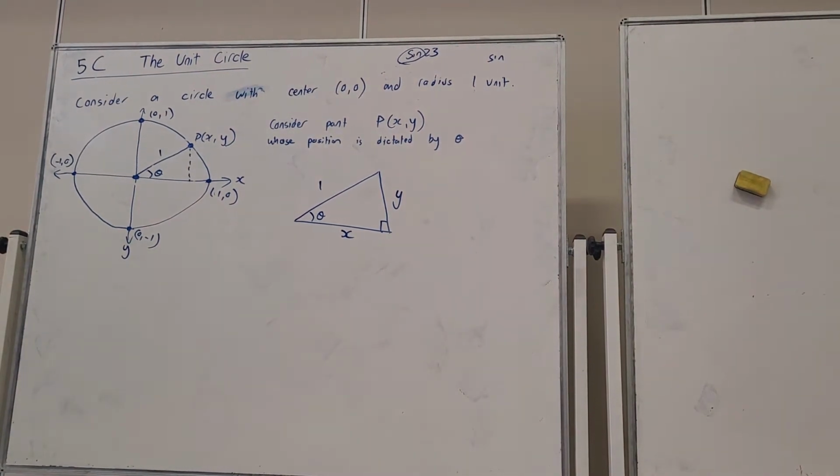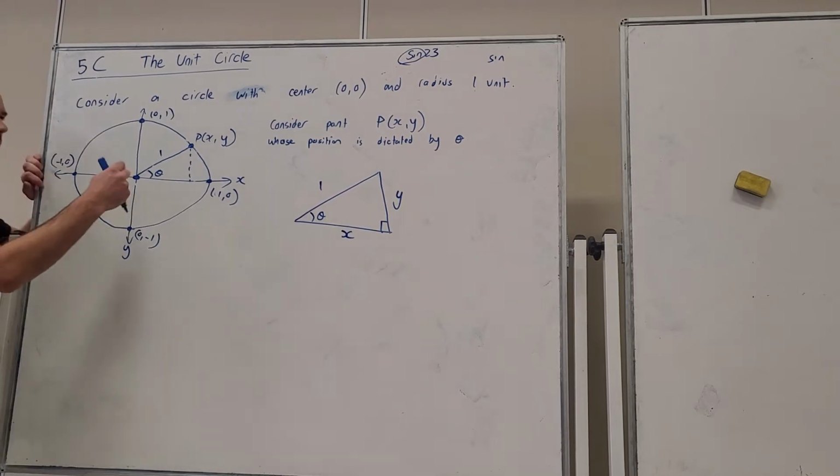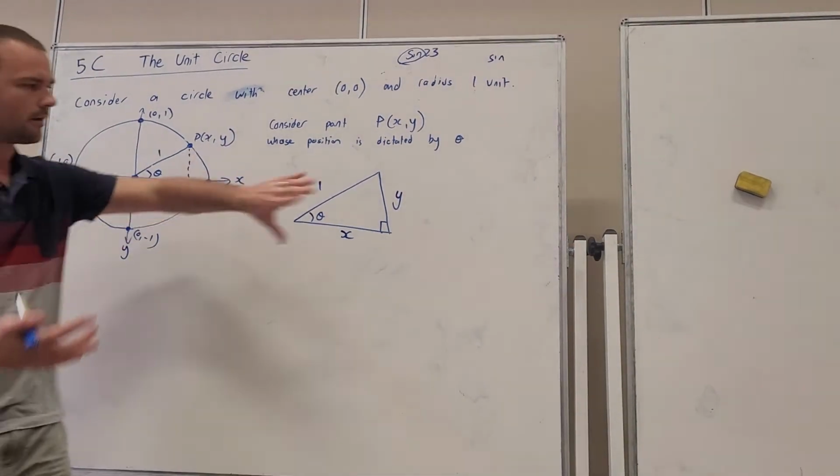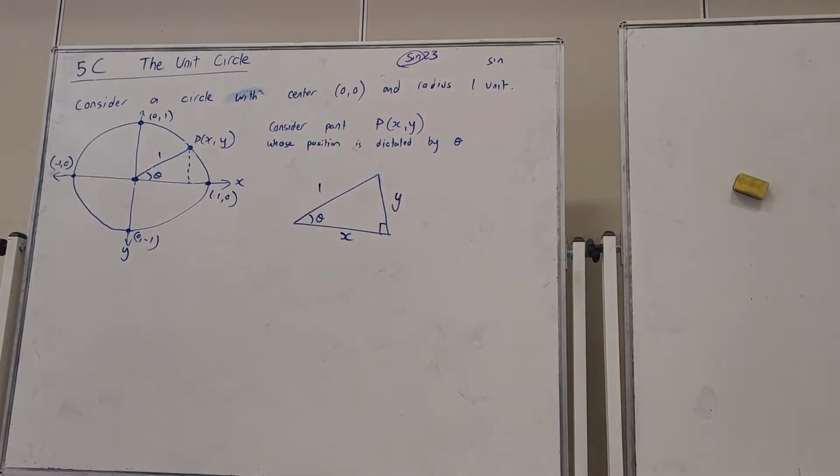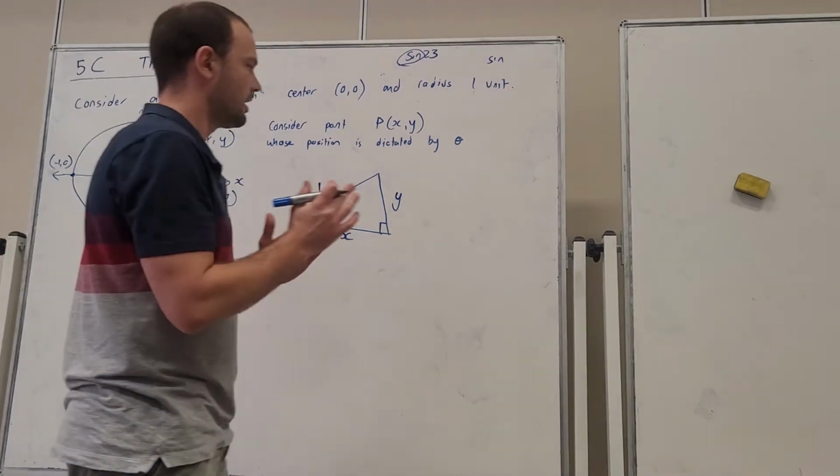Okay, so that's okay so far. All we've done is drawn the circle, it's got a radius of 1 unit, we've got the triangle, we've pulled it out, and we've got this sort of starting point. So now we're going to go back to what we did in year 9 trig, and we're going to remember SOHCAHTOA.